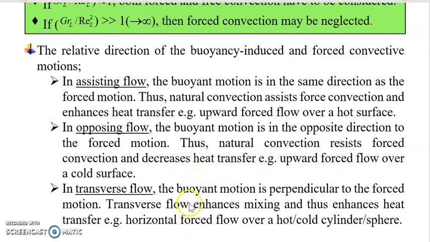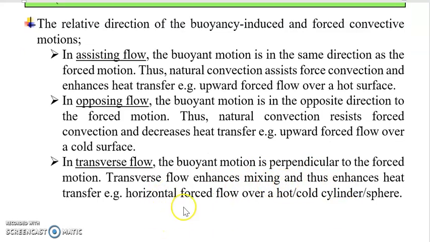Finally, in transverse flow, the buoyant motion is perpendicular to the forced motion. Transverse flow enhances mixing and thus enhances heat transfer. Okay. That's it for this second part of the module on natural convection.